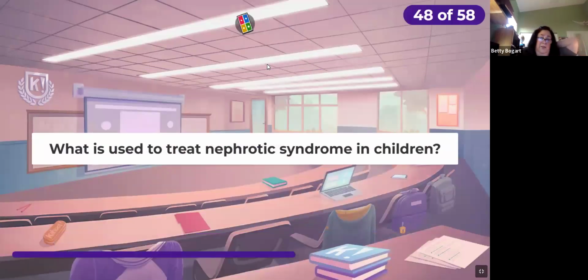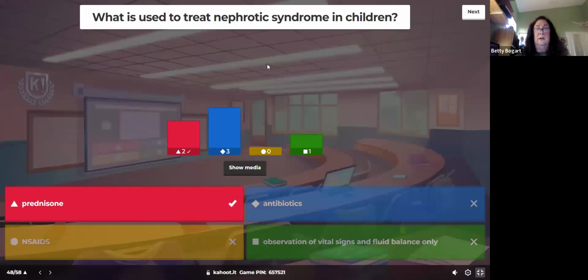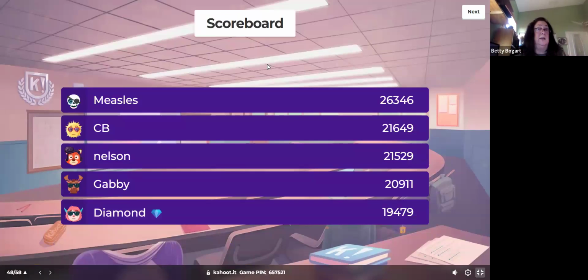What is used to treat nephrotic syndrome in children? So they come in, they have this going on. What do we give? Not to treat the symptoms, but to treat the disease. And basically, we give steroids. It's basically, we try to get that immune system from being so inflamed. And the kidneys, right?